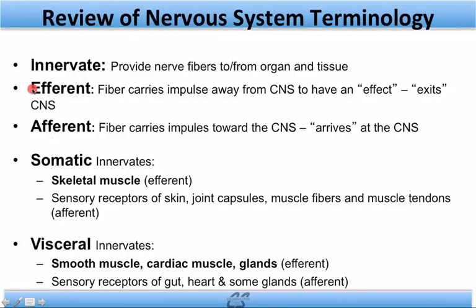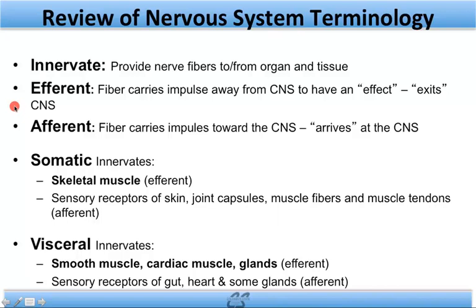The term innervate in Unit 1 simply stated that it provides nerve fibers to or from an organ. So when we say a nerve innervates a structure or a set of structures, it's providing nerve fibers to that set of structures and also receiving information from those structures. That's a key point. Our analogy in Unit 1 was Highway 71 innervates Cincinnati, bringing cars to Cincinnati and also back from Cincinnati. Then we need to make the comparison again like we did in Unit 1, efferent and afferent.